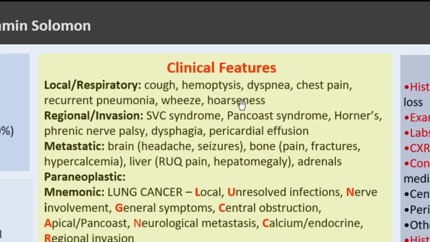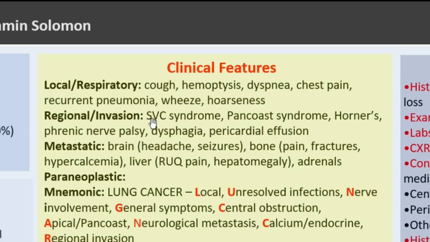Then we have the regional features, the ones due to invasion. When you look at the chest, among the nearby structures we have the superior vena cava. If the small cell lung cancer invades or compresses the superior vena cava and causes blockage, all the veins that drain into it are going to become engorged. The head drains almost exclusively into the superior vena cava, plus the upper limb. So this patient is going to have flushing of the face, redness, retinal edema, and features of congestion in the head.